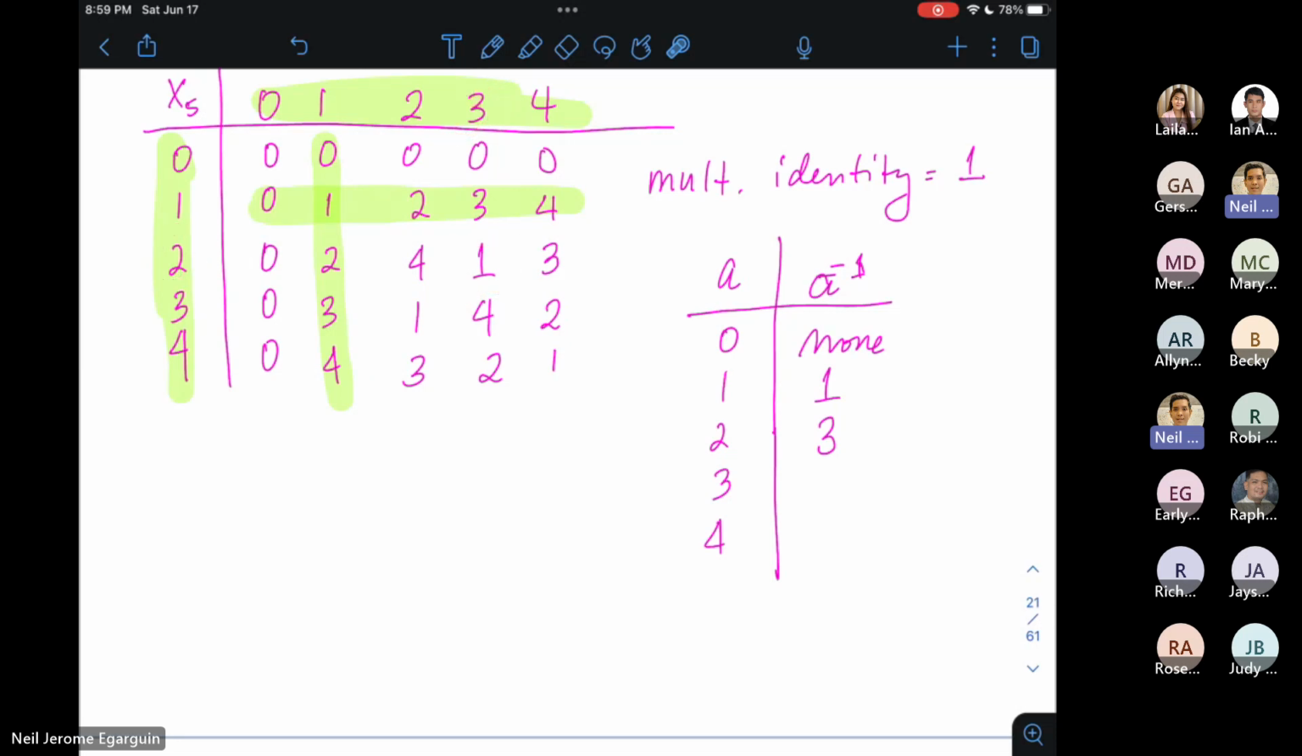What is the inverse of 3? 2, right? What's the inverse of 4? 4. Great, 4. Kasi ang 4 times 4 ay equal kay 1. Okay, and then we can check later we can prove the other properties of being a field.